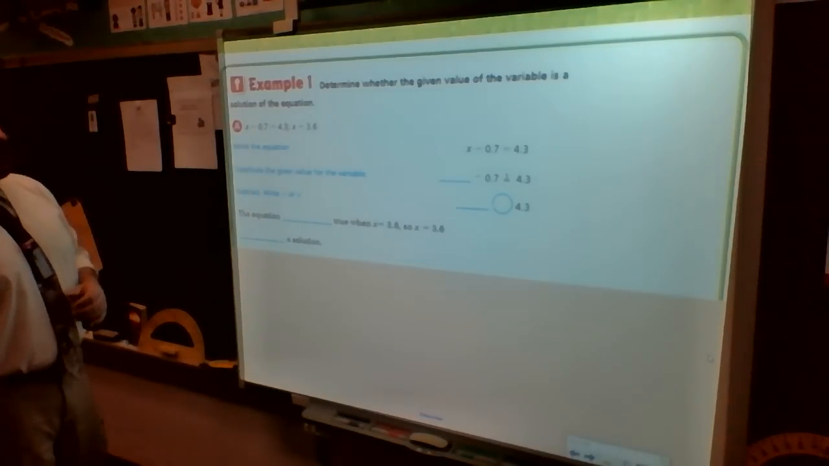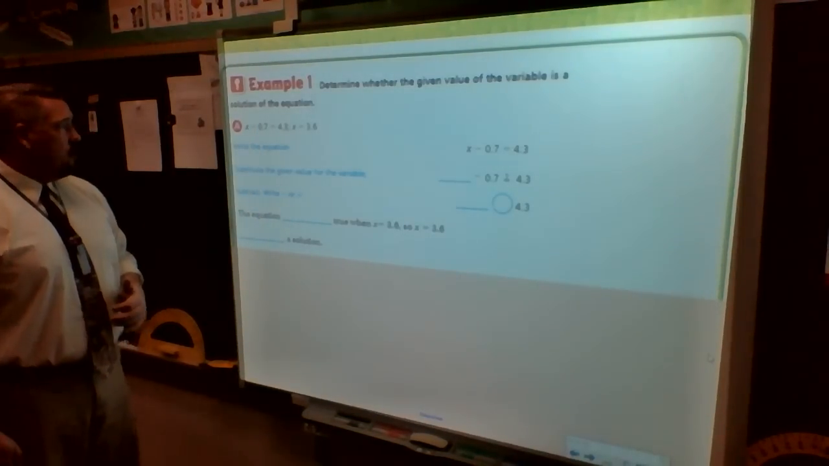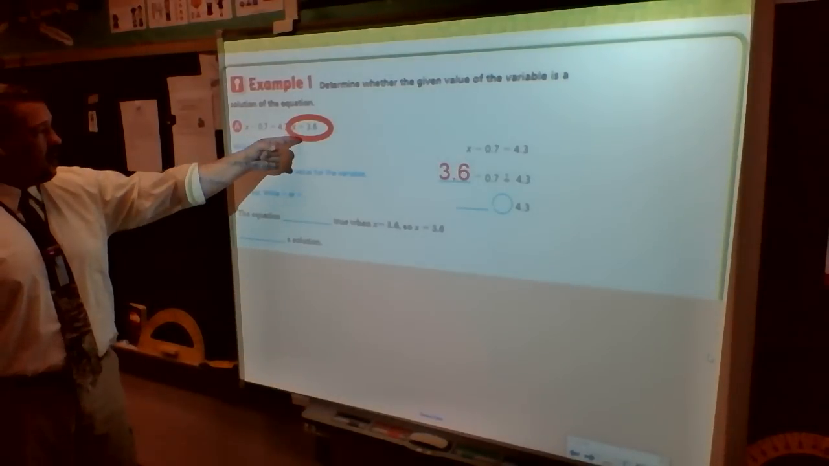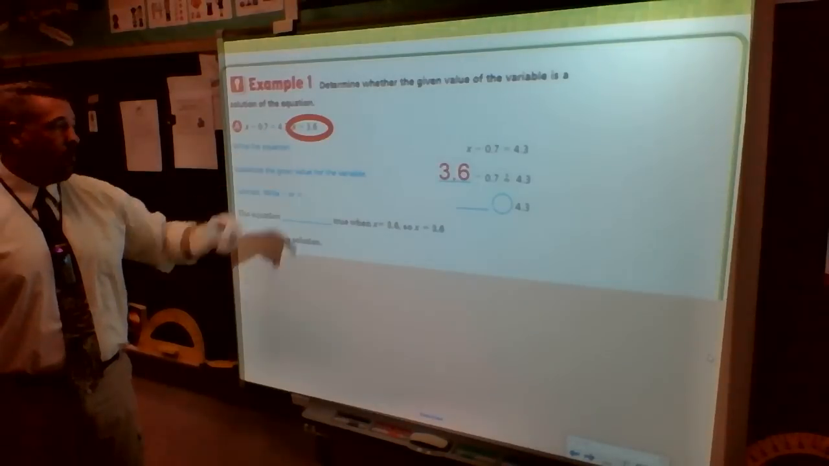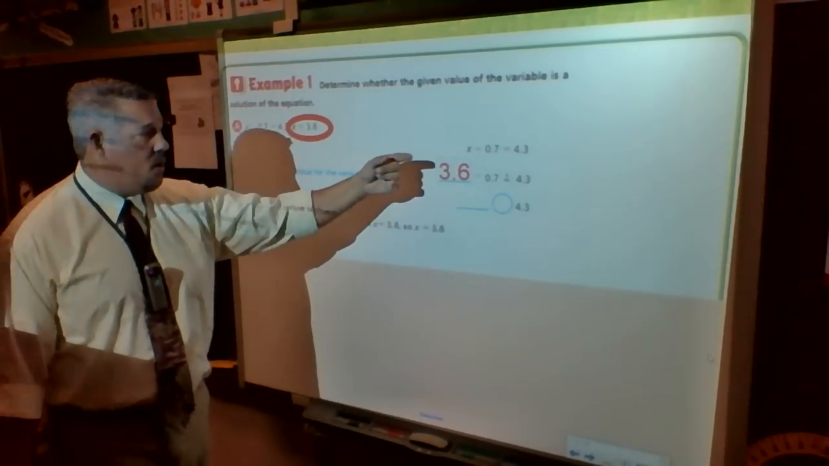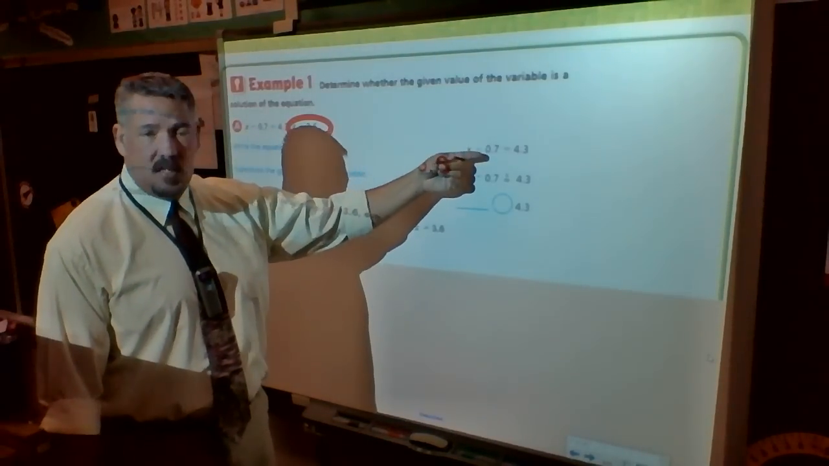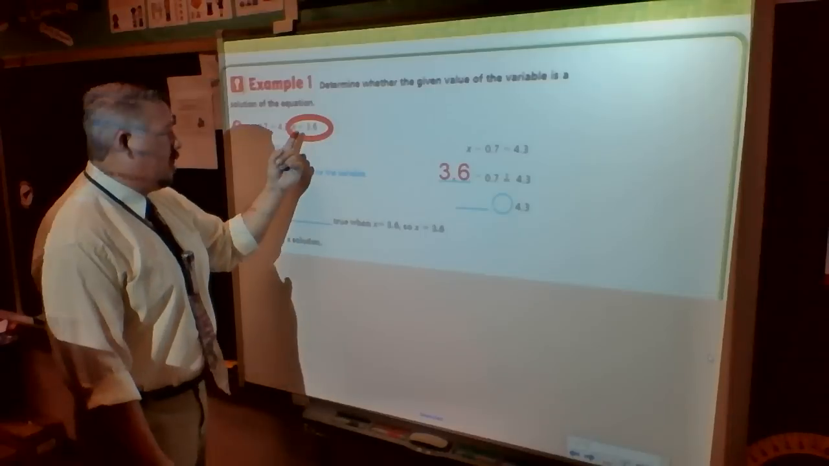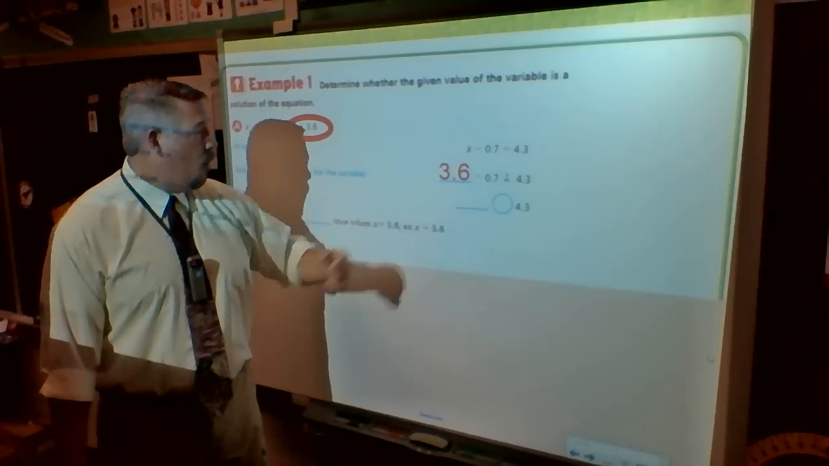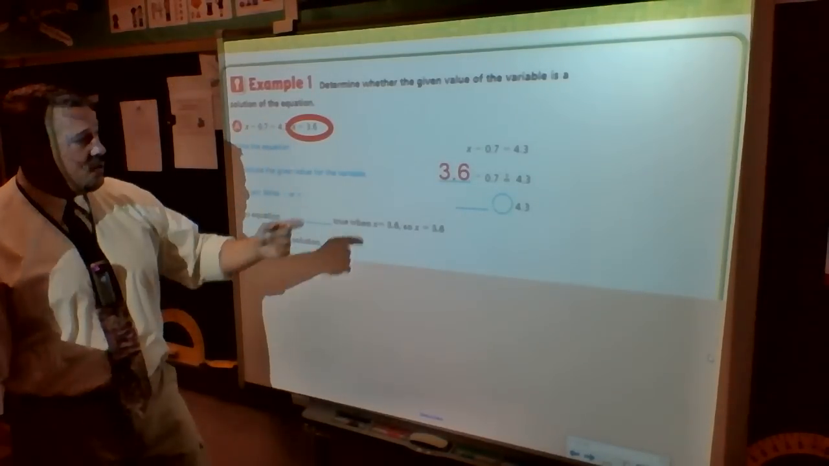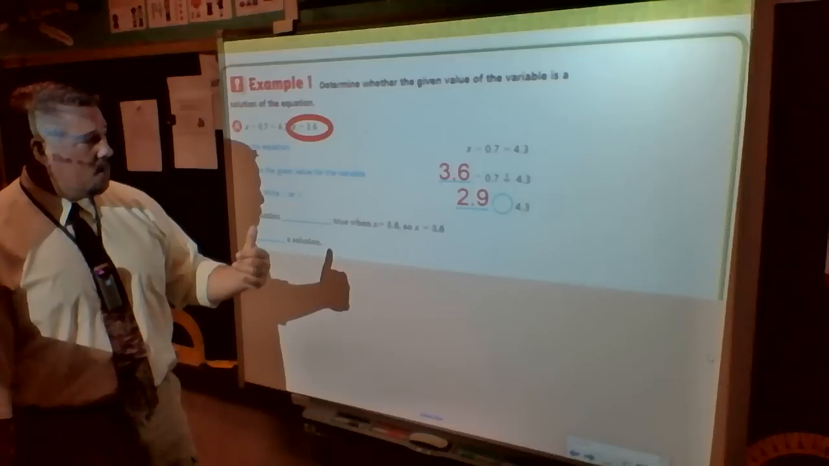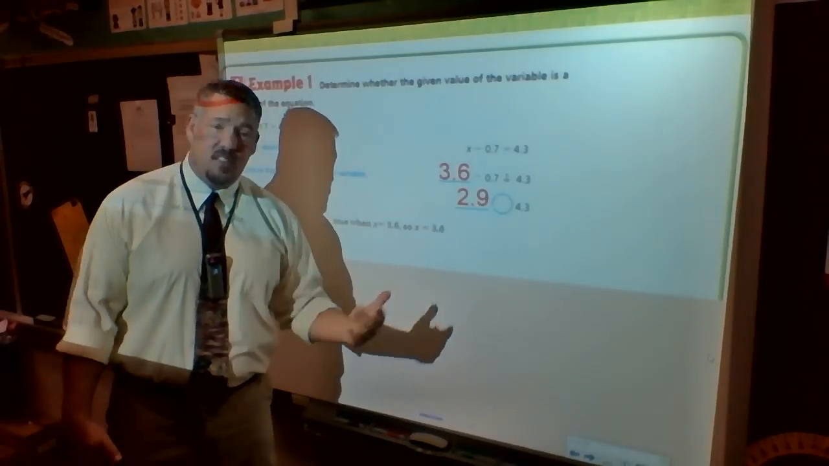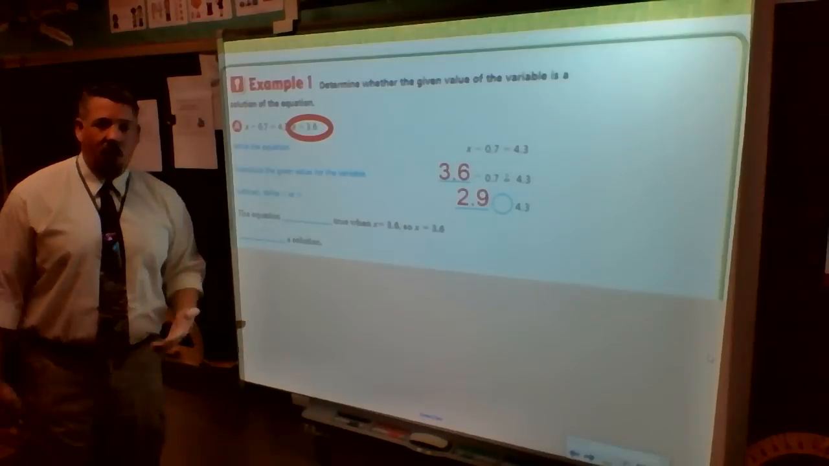On example 1, it says, determine whether the given value of the variable is a solution for the equation. It gives me the equation and then it tells me to plug in the 3.6. So I have the equation of x minus 7/10 is equal to 4 3/10. And then I plug in the 3 6/10 for the x. When I do the subtraction, I line them up, I subtract them, I get 2.9.